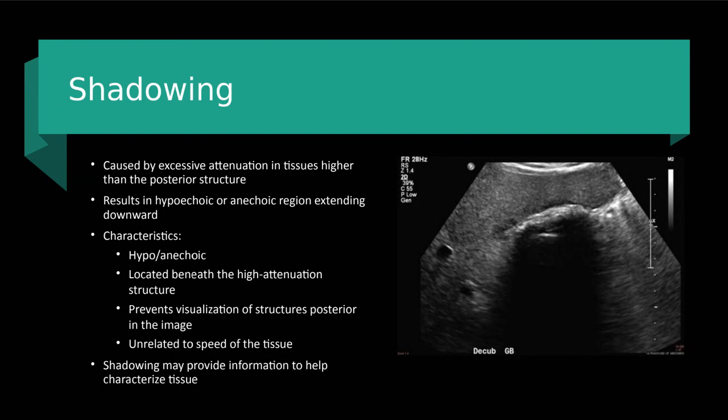It's going to be located directly beneath whatever that high attenuation structure is that's causing it. And it's going to cause us to not be able to visualize anything posterior to that structure, right, if we remember that. But again, it's helpful in us diagnosing actual pathology. So it's going to be unrelated to the speed of the tissue. Comet Tail artifact, reverberation, that has to do with the speed in the tissue.